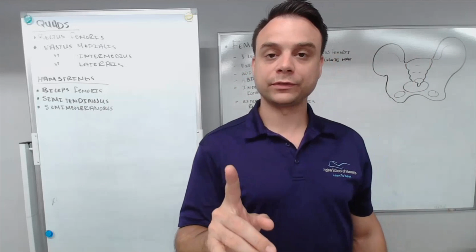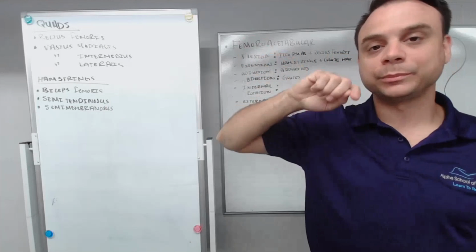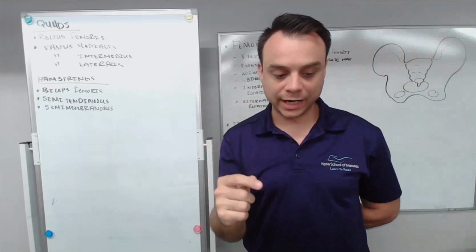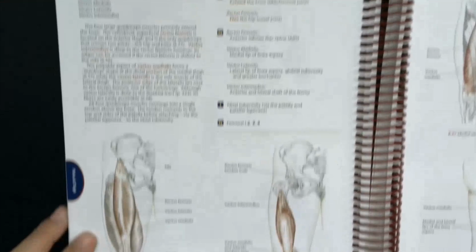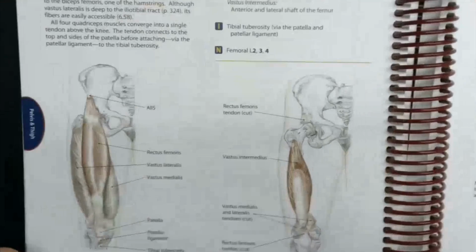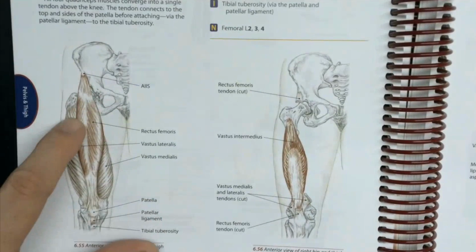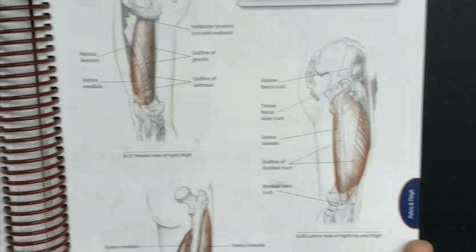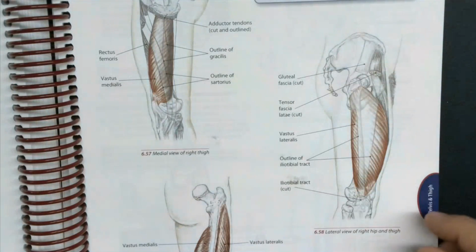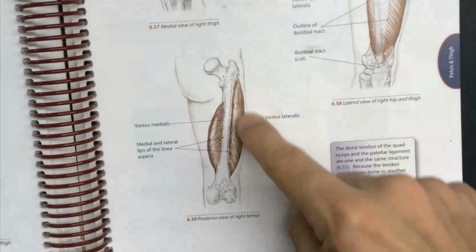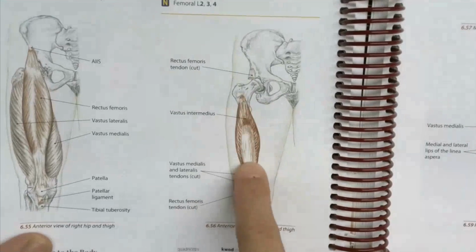However, here's the first major fun fact: only rectus femoris can actually perform flexion of the hip. Why? Because if we look at where these muscles are, we'll see that rectus femoris is the only one of the group that actually crosses the hip. As we see here, vastus lateralis only attaches onto the femur. You can see right here in a better view, only on the femur. Vastus medialis is only on the femur, and vastus intermedius is only on the femur as well.